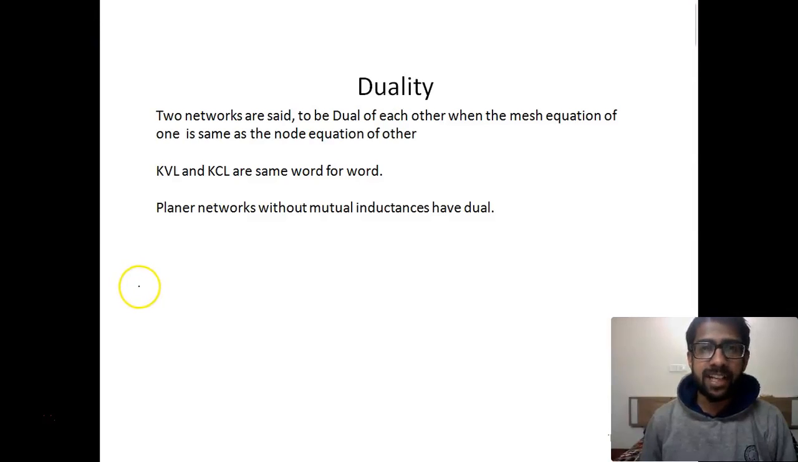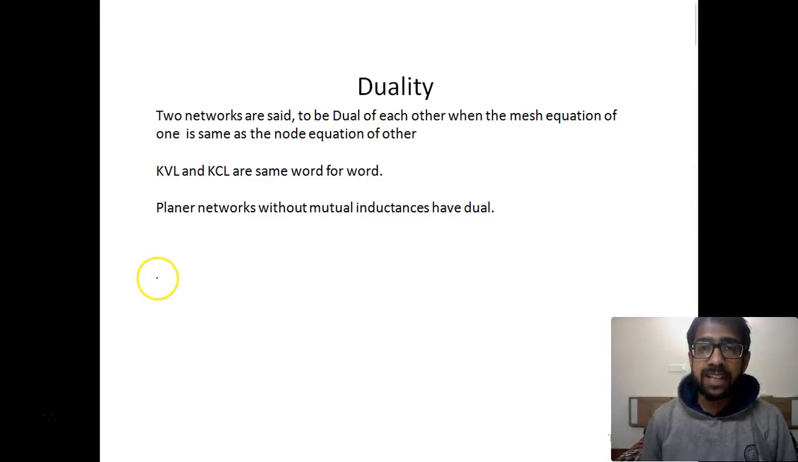So what exactly is duality? Duality is a phenomenon by which you can represent a KVL equation as a KCL equation very easily just by looking at the network. Basically, two networks are said to be dual of each other when the mesh equation of one is the same as the node equation of the other.